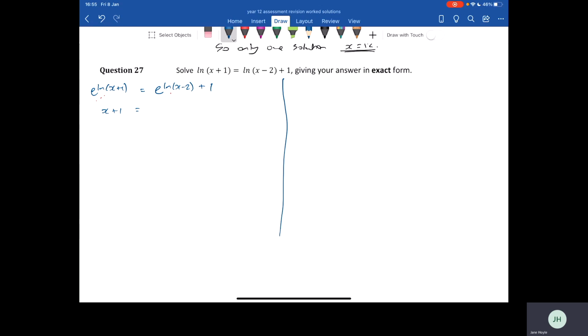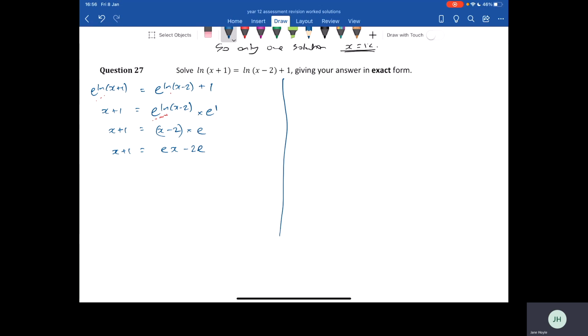But you can use your rules of indices. You can say that is e to the ln(x − 2) multiplied by e to the 1. Think rules of indices, same base, adding those, that works. And now x plus 1 is equal to, we do indeed have e to the ln directly next to each other, so I can write that as (x − 2) multiplied by e to the 1. e is just a number in the same way that pi is.